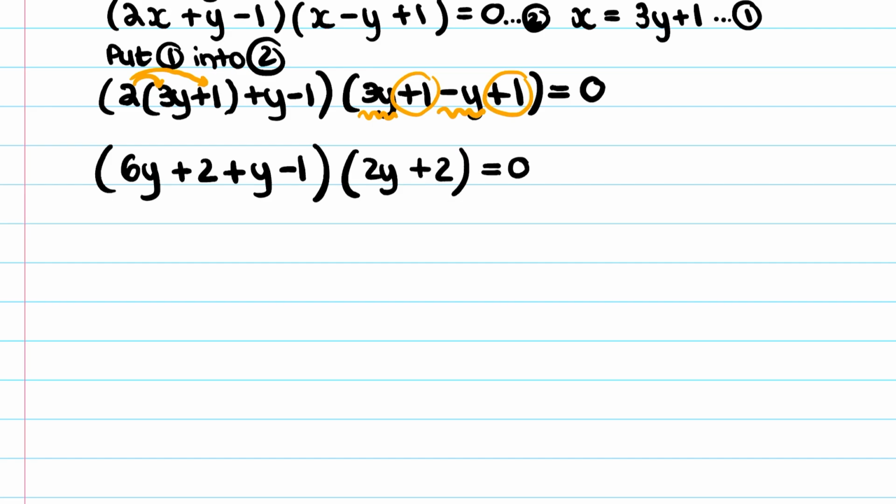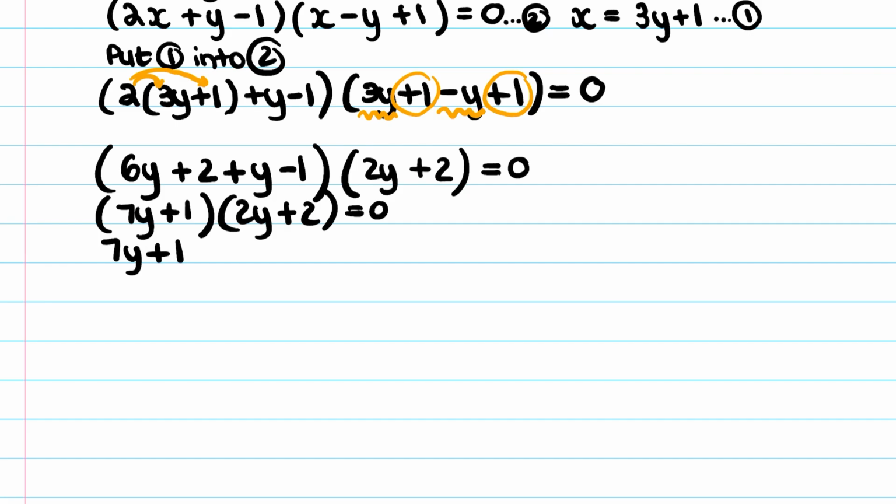Now I'm going to simplify my first bracket. So 6y plus y is going to give me 7y. 2 minus 1 is going to give me plus 1. Then I'm just going to write the rest of my equation down. So now at this point, we're already at a factorized variable here. So all we need to do is say 7y plus 1 is equal to 0 and 2y plus 2 is equal to 0. Now I'm going to solve for y.